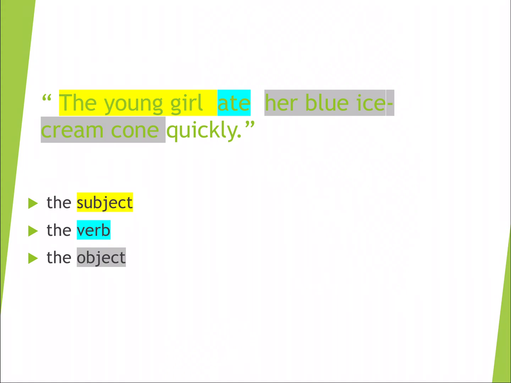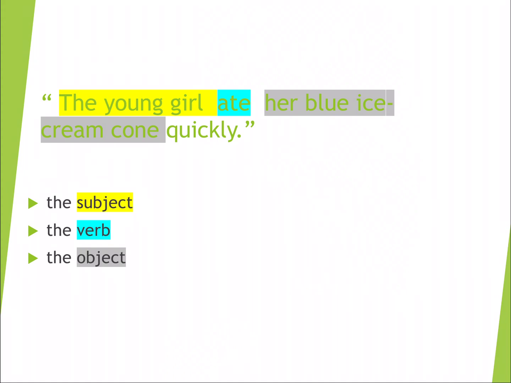Take a look at the color codes. The subject is what the sentence is about, or who the sentence is about. So we can see the subject in yellow, the young girl. The verb tells us more about the subject's actions, or it may tell us about the subject's condition or a quality of the subject. So the verb, ate.